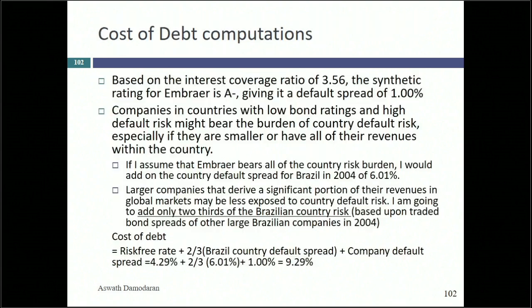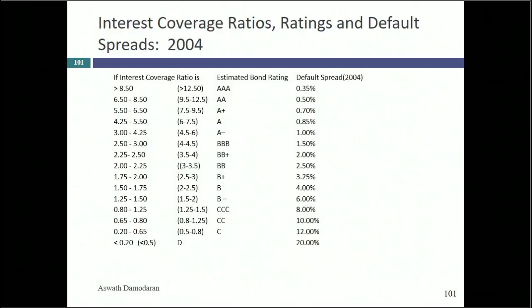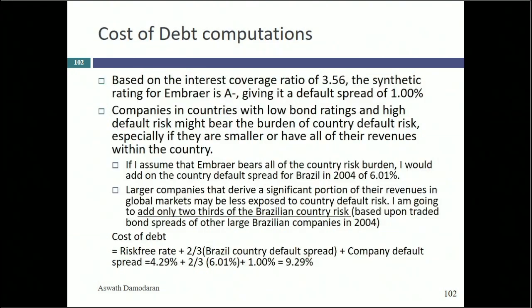So let's take Embraer. Embraer's interest coverage ratio was 3.56. Remember, if you look at 3.56 in the interest coverage ratio table, they were a large market cap company. The rating I would give them would be, right there, A minus. And the default spread that went with that rating in 2004 was about 1%. I'm almost home. To get the cost of debt for Embraer, I'm going to give them a 1% default spread and that rating that came out of their interest coverage ratio.